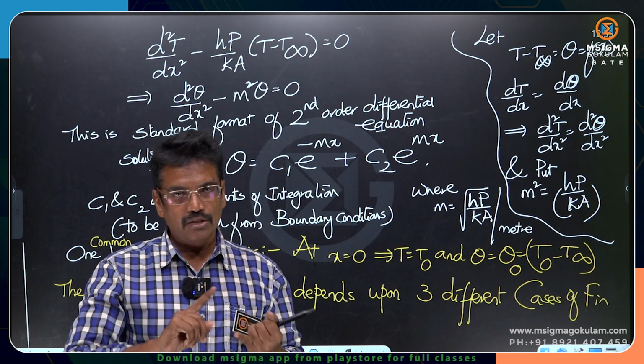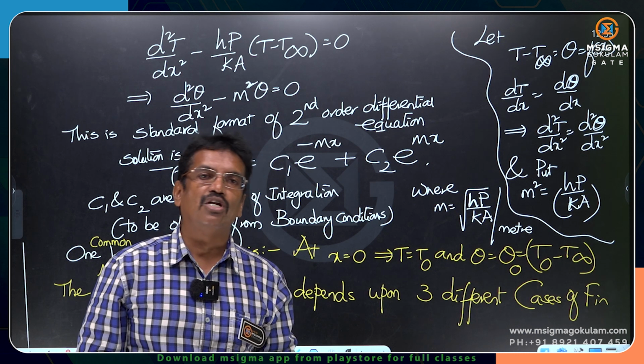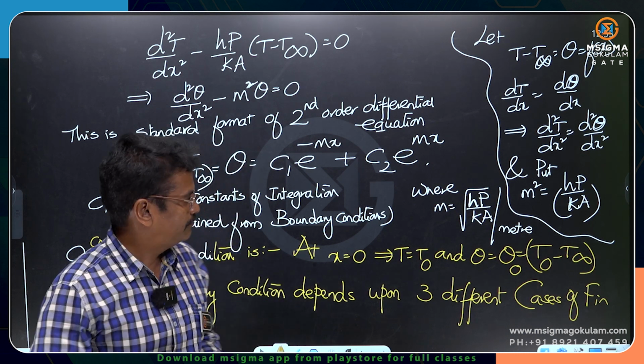What are the boundary conditions? What is the final solution for the temperature distribution, and what is the resultant heat transfer rate for each case?